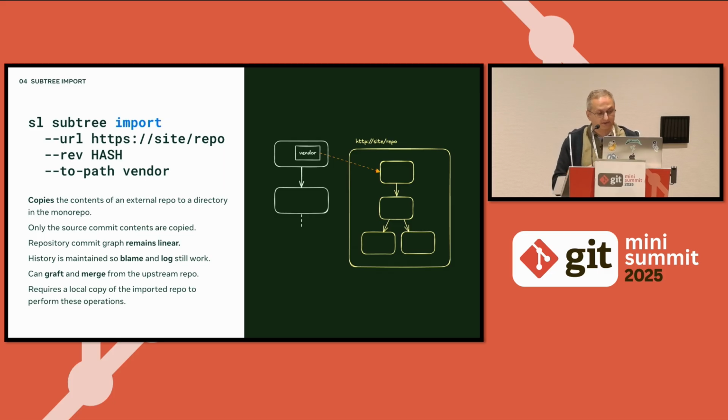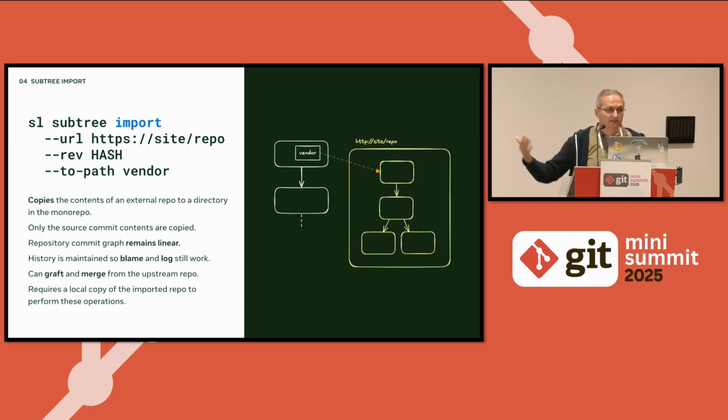And now the other tooling like blame and log, as long as it's got that repository available somewhere, like in a local cache or something, can now go and blend together the history of that other repository with the history of the current repository. And so blame and log still work. And you can graft and merge changes from the upstream repository. So if, say, the upstream releases a bug fix and you want that bug fix, you just pull in the upstream repository and then subtree graft that change over to your monorepo copy of the same repository.